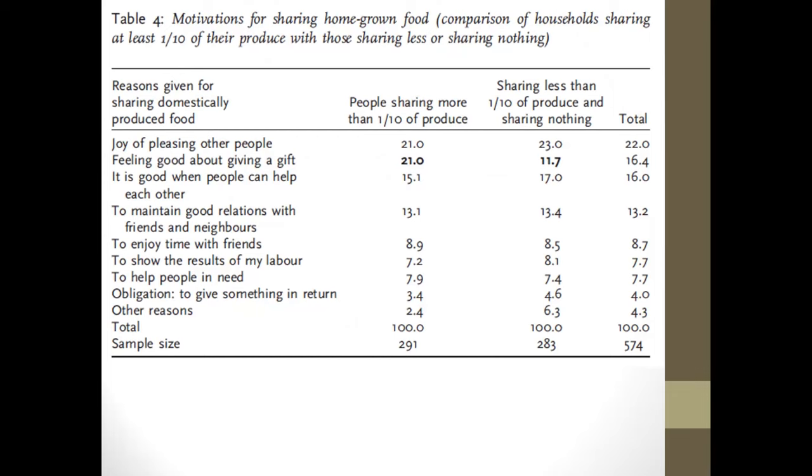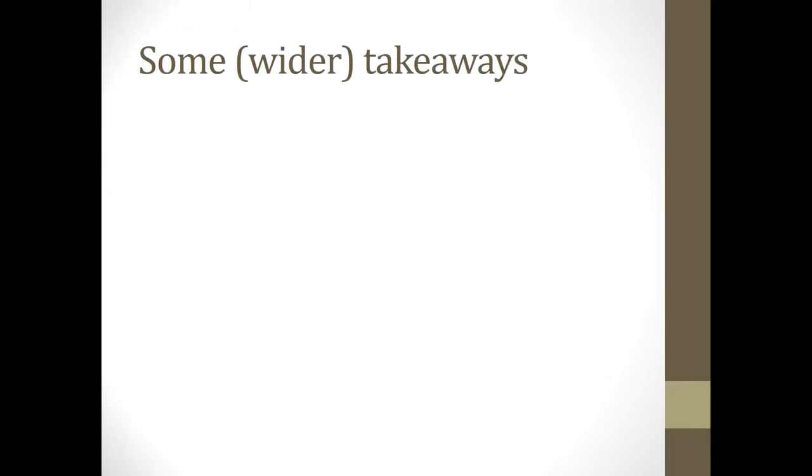Motivations of food sharing. Why do people share? The joy of pleasing other people, feeling good about a gift. It is good when people can help each other, to maintain good relations with friends and neighbors, to enjoy time with friends. Very pro-social motivation. That's interesting too. And that's a very interesting aspect of gardening and food sharing, which is now being analyzed and interpreted in the literature.